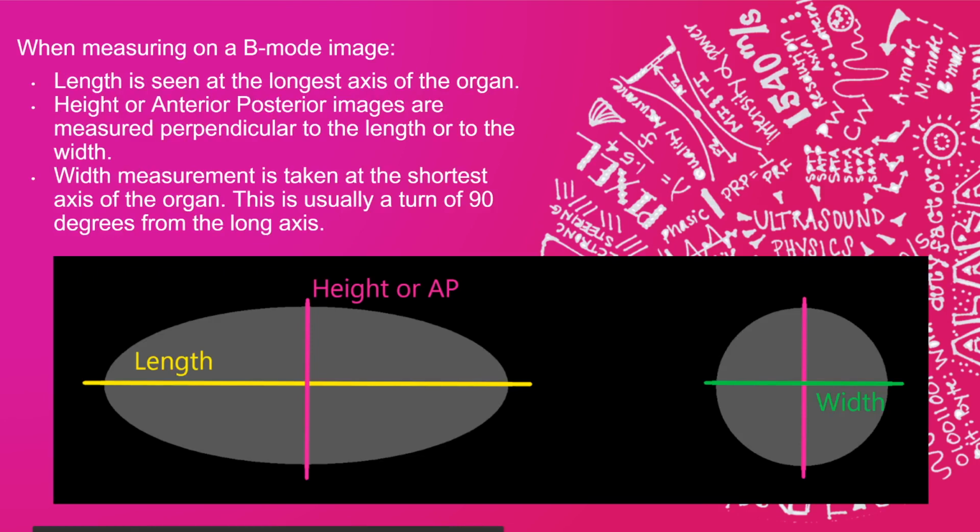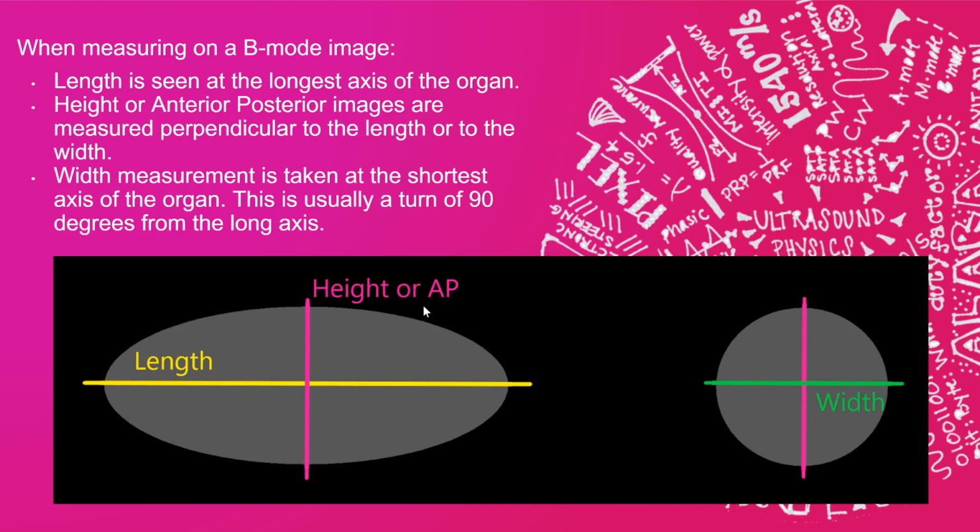When we're measuring our structures on the ultrasound system, length is typically going to be in the longest axis of the organ. So we talk about being in a longitudinal sagittal plane. That sagittal plane is long to the human body, but it might not be long to the organ. So length again is the longest axis of the organ.